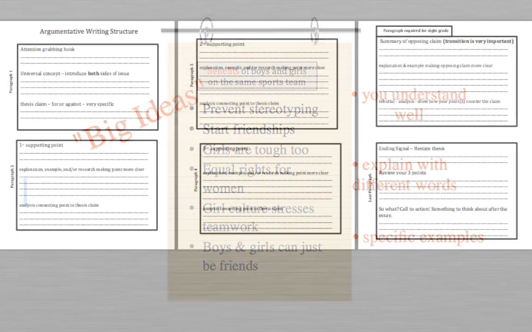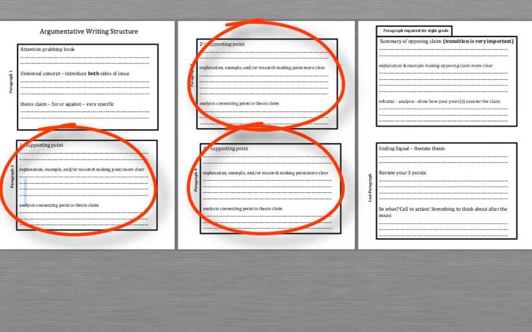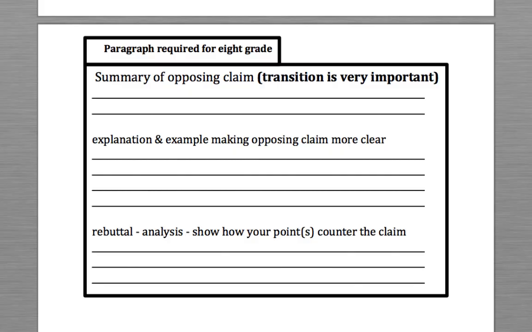The writer will need to choose three that support their claim, and one that counters their claim, one that you can refute or argue against. This is the element that distinguishes the 8th grade essay.